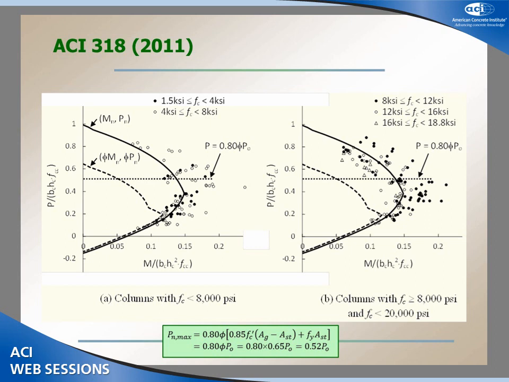Also note that the code has a limitation on the applied axial load, which is 0.8 times phi times P0 for rectilinear confining reinforcement. If you calculate the number, with 0.8 times phi, which is 0.65, the resulting number is 0.52. So any data points located above this limitation make sense for research purposes, but for practical current design, only the data points located below this limitation are going to be meaningful.